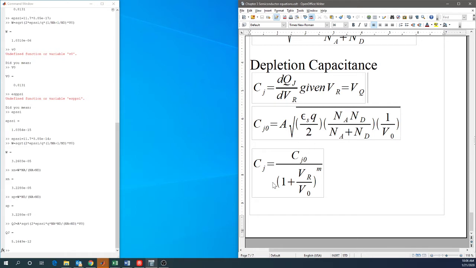It's usually from 1/3 to 1/2. It would make a lot of sense if it were 1/2 considering the equation that's right above it. But it can vary just a little bit. It's called the grading coefficient.